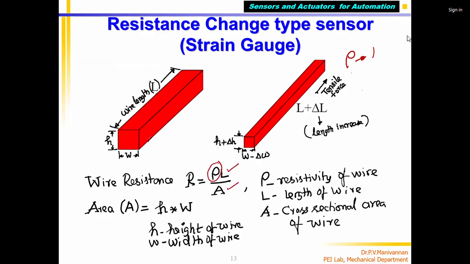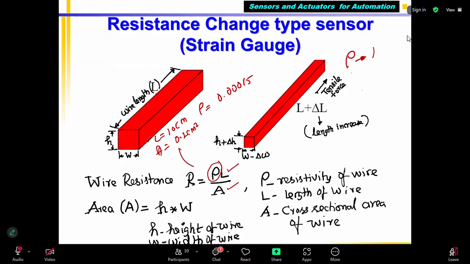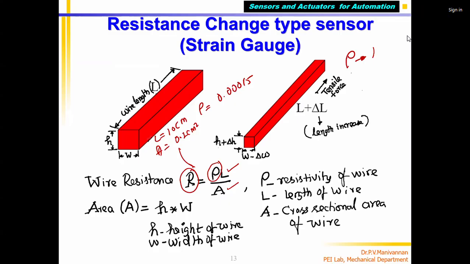If, for instance, this is 10 centimeter, this is say 0.1 cm square area, A equal to this much, L equal to this much, rho equal to, I say, 0.00015 for the wire, then I can substitute and find R. I know the resistance of the 10 centimeter wire which has a cross section of 0.1 cm square with this resistivity. Now if I apply a force, this is how it works.